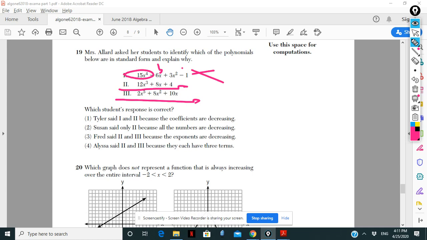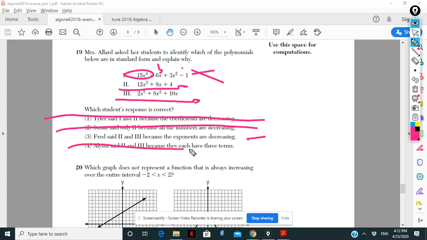Number 1 is incorrect. Taylor said 1 and 2, so anyone saying 1, I have to exclude. Suzanne said number 2, no, because 3 also works. Fred said 2 and 3 because the exponents are decreasing, that's correct. A polynomial can have more than 3 terms, 4, 5, 6, 7, as many as you want, but it should be in order of decreasing exponents. So the answer for 19 is 3.